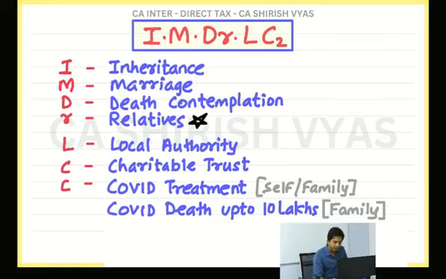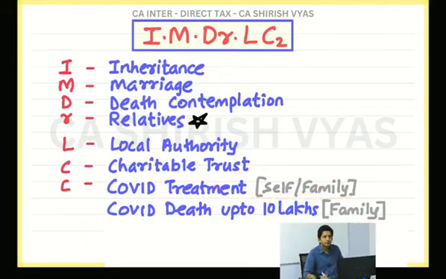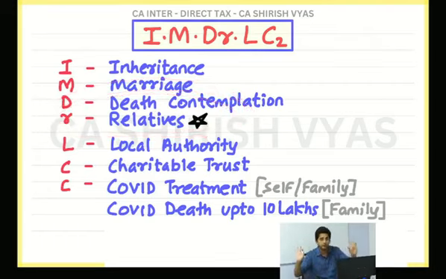Are you noticing here I have written self and family? Here only family. No, the relative thing is totally different. For COVID, family members are different, and the relatives definition is totally different, which will come later, which I have not touched yet.